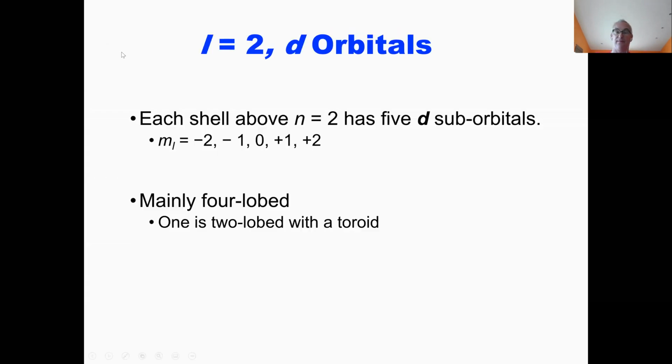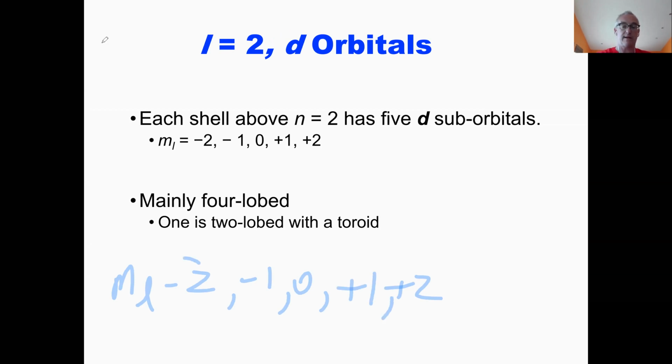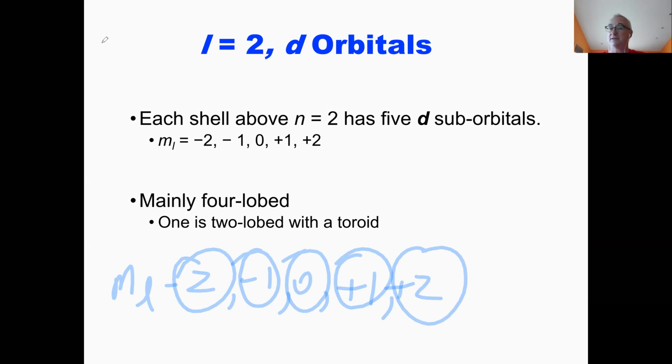Then we get to d orbitals. Now L is equal to 2. So because L is equal to 2, our m sub L is going to be from -2 to +2. What's in between -2 and +2? Well, -1, 0, +1, +2. So that's 1, 2, 3, 4, 5 places to put electrons. So there must be space for 10 electrons.